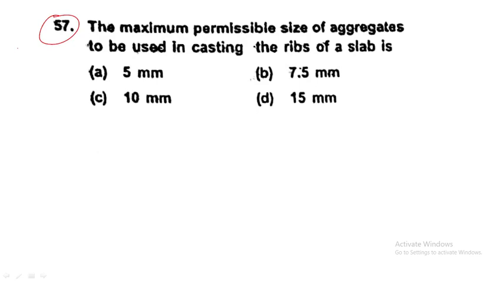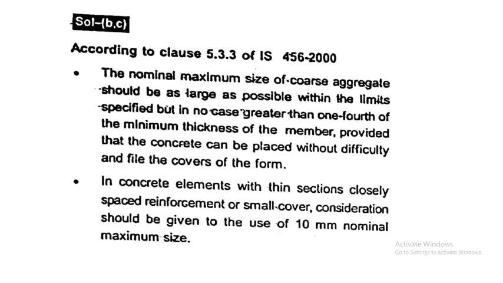Next question, question number 57. The maximum permissible size of the aggregate to be used in casting the ribs of the slab. As we just discussed, for rib slab we have to use 7.5 to 10 mm size aggregate, so the answer is both B and C. We can take any one because they have given both options. According to IS 456 2000, clause 5.3.3, what they have given.